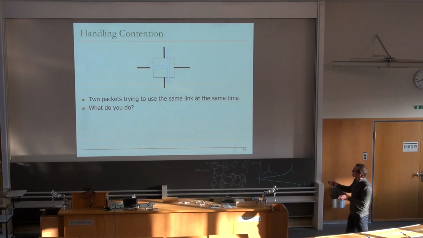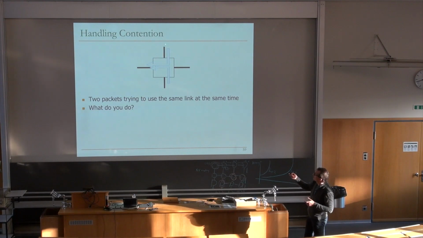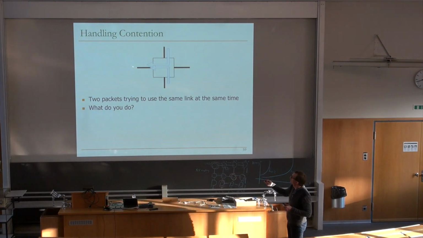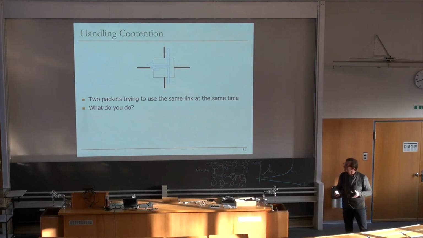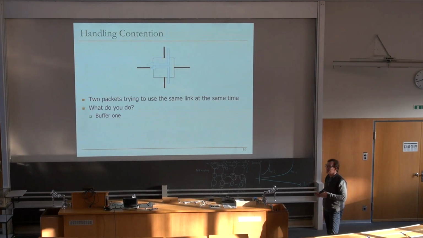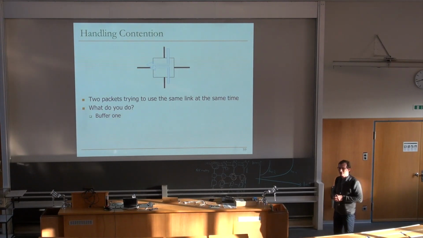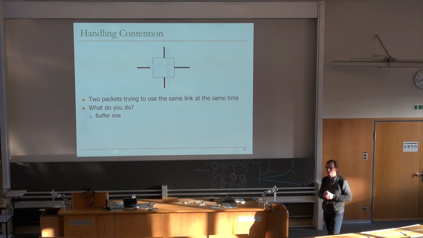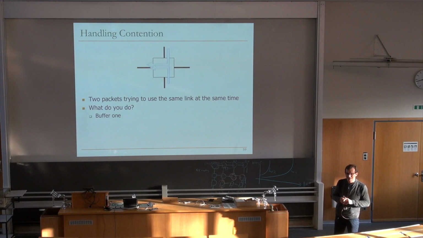Okay, so then the question is, what do you do? Two packets coming from different input ports are trying to go to the same output port. What are your choices? Well, we've discussed one choice, buffering, right? You could buffer one of the packets and let the other one use the link in the next cycle. And then in the next cycle, you take the buffered one and send it out. Are there other choices? Any questions? Any thoughts? What else can you do?